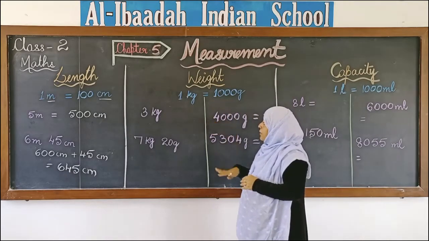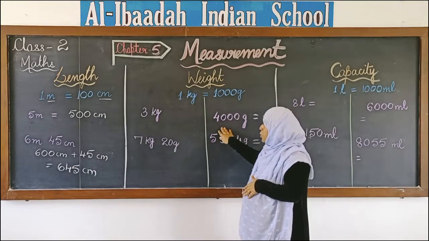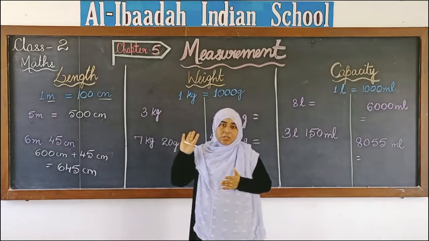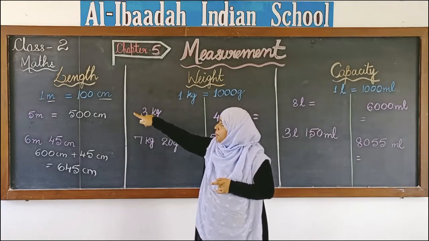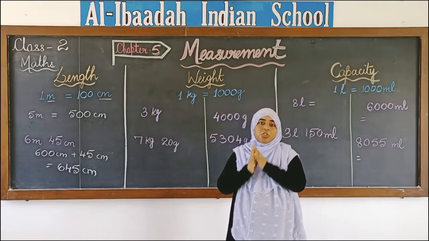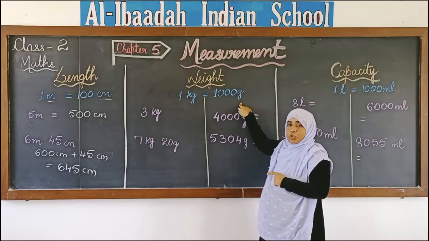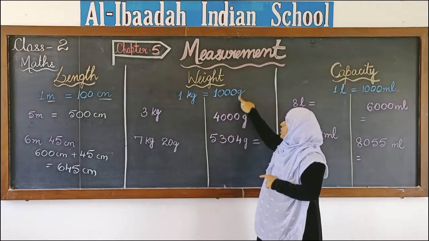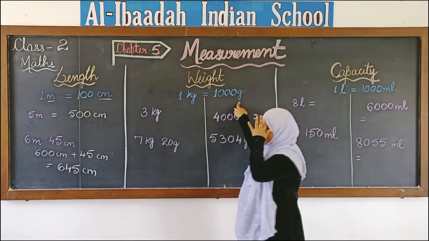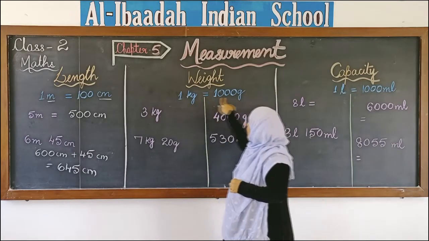Now like I said, when we have an instrument to measure, we need the units also. The units that we use to measure weight are different from the units that we use to measure length. There we have seen meters and centimeters. When you hear the word meter, it means you are measuring length. Now when we are measuring weight, you will hear the word grams. If you hear the word grams, that means you are measuring weight. So the units used to measure the weight are kg, that is kilograms, and grams.